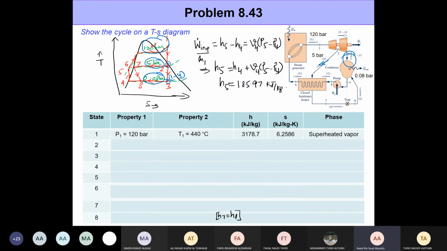And what we do with the other hot fluid is that the fluid that we extracted at state 2, we send it to the feed water heater. It comes out at state 7 as a saturated liquid, as given in the question. Then we send it through a trap.